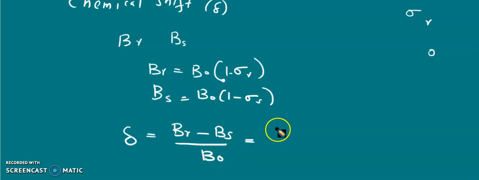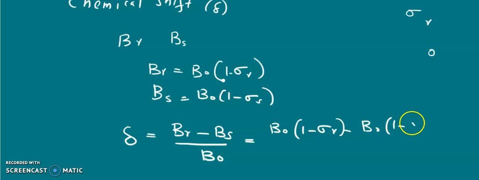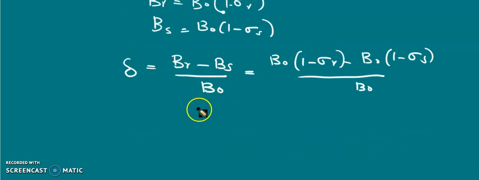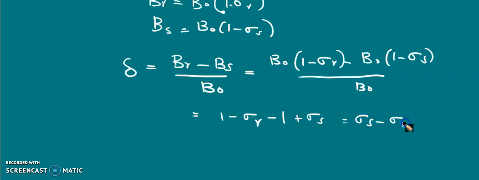So substituting the values, it is B0 into (1 minus sigma r) minus B0 into (1 minus sigma s), divided by B0. So the B0 terms cancel, and we have 1 minus sigma r minus 1 will be plus sigma s. So this is sigma s minus sigma r. Generally sigma r and sigma s are very small, but sigma r is less than sigma s, and therefore the chemical shift is always positive.